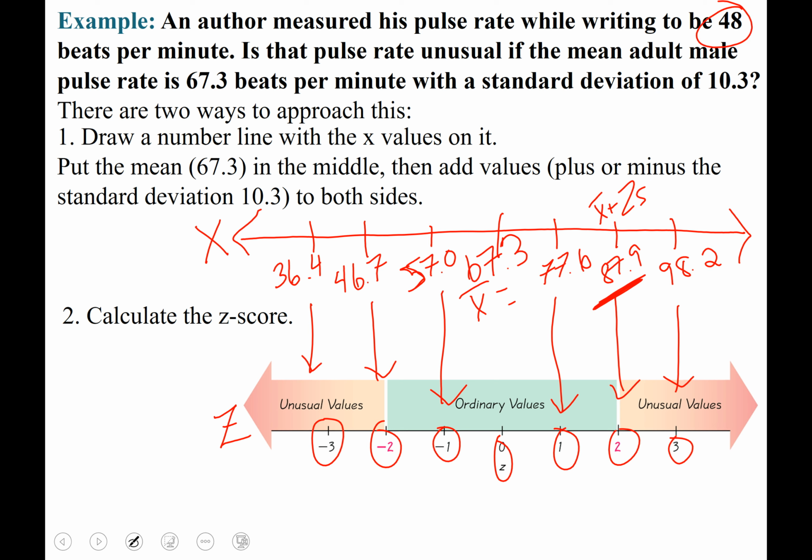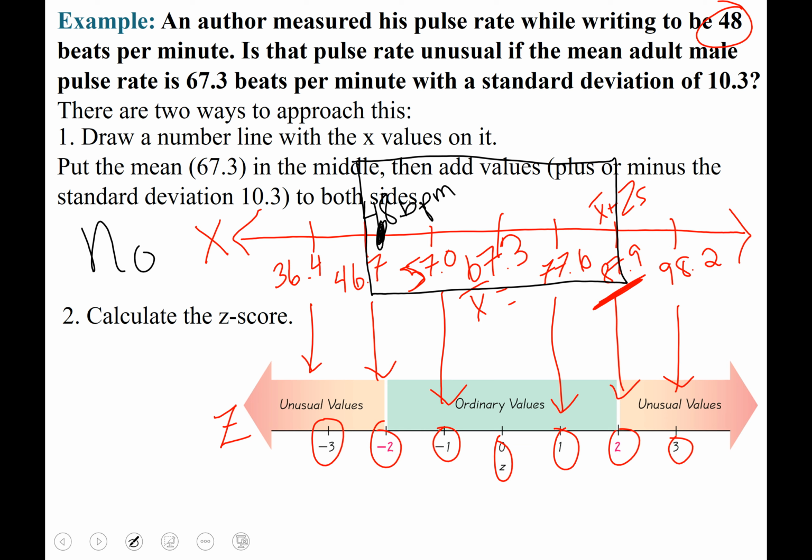Okay, so we are being asked to address this male author who has a pulse rate of 48 beats per minute. So let me change my color here. 48 beats per minute would be approximately right there, okay? That's 48 beats per minute. So our question is, is that pulse rate unusual? And the answer is no. It is not unusual because it is in this range. It is within 2 standard deviations from the mean.